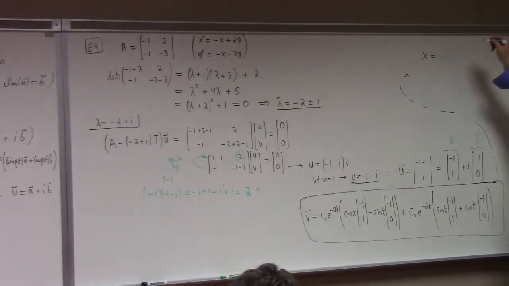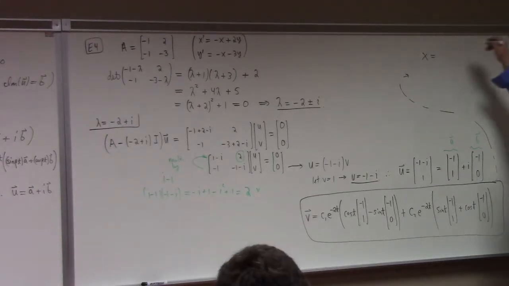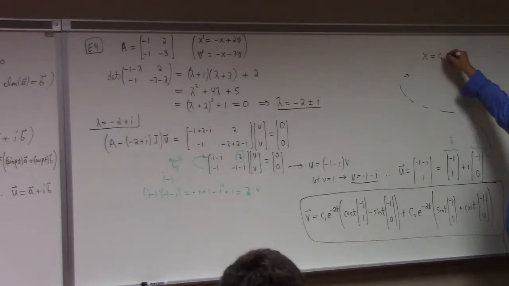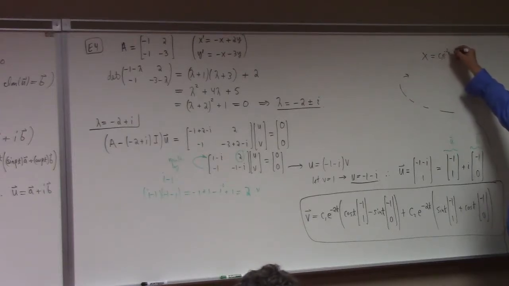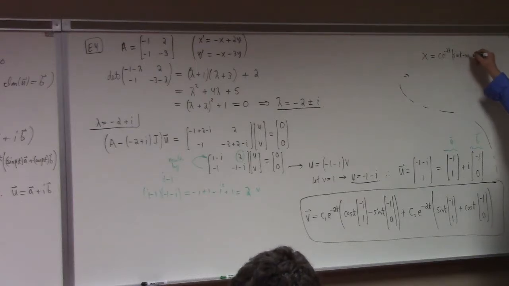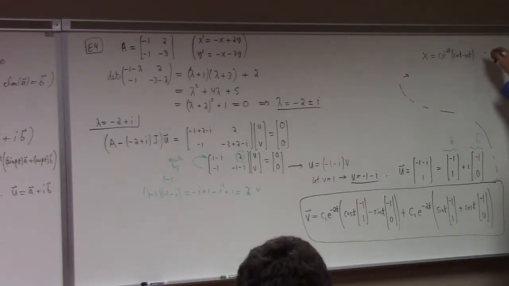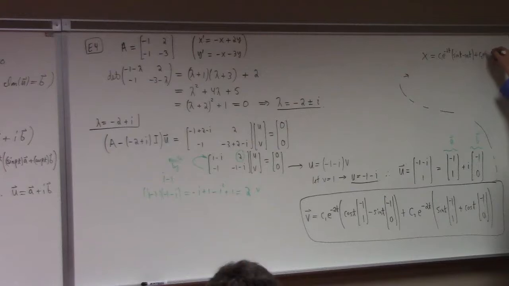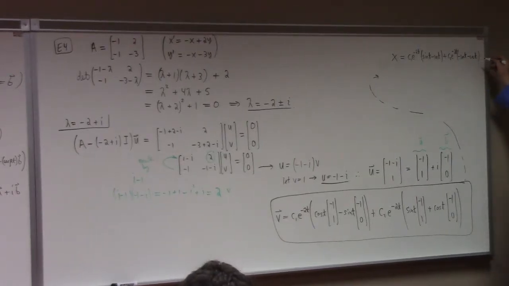X equals to what? Oh, it's quite awful. So C1 e to the minus 2t, looks like I got a sine t minus cosine t, plus C2 e to the minus 2t, and minus sine t minus cosine t.